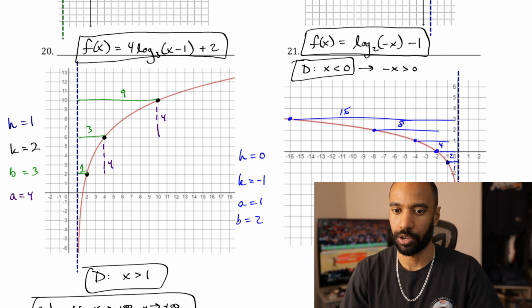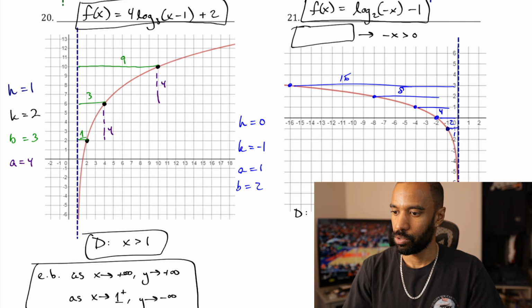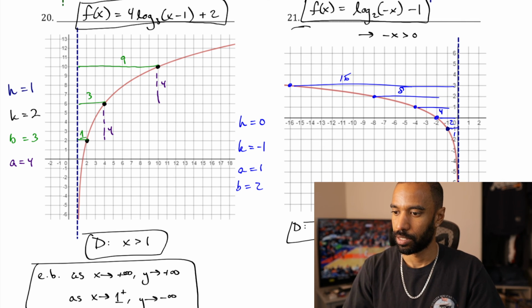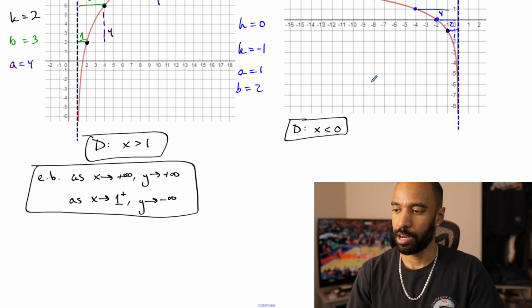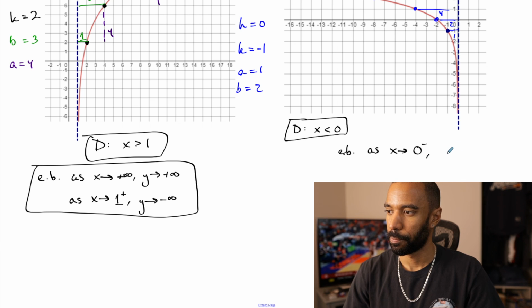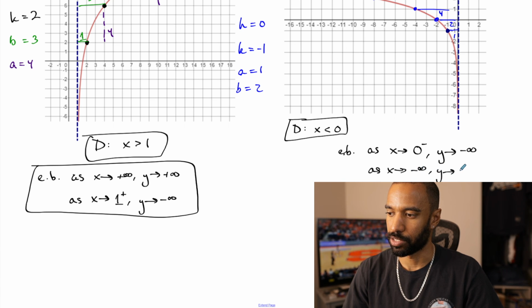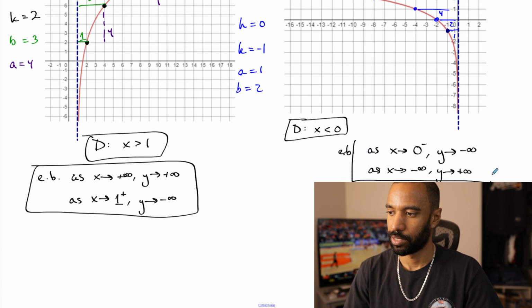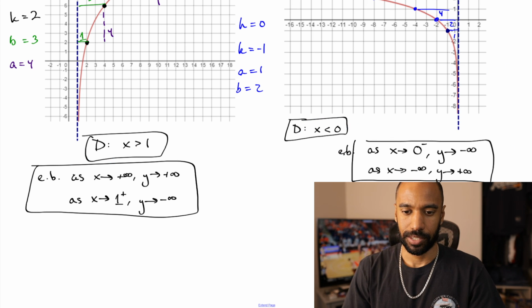So there's your domain. I'll go ahead and drag that down. Oh, I want to bring down everything. That's okay. There's your domain. And your end behavior is as x approaches 0, but to the left side of it, y approaches, looks like negative infinity. And as x approaches negative infinity, y approaches positive infinity. There it is. Okay, that is all of it.